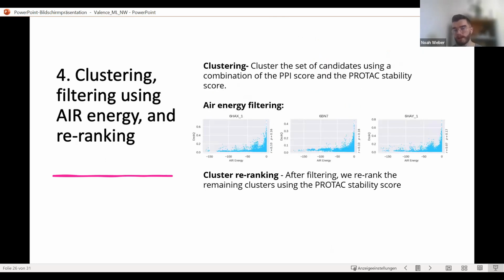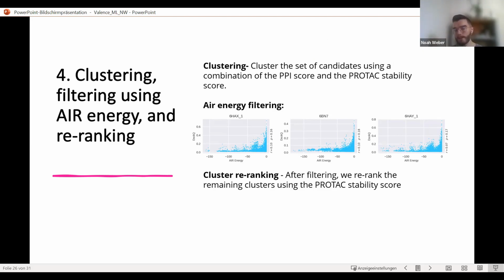And as I said, we want to cluster in step 4 exactly in the space of RRTs, where we hopefully obtain a very diverse set of clusters with a combination of the RRTs, the PPI score and the PROTAC stability score, such that whatever final set of structures we predict, they are not in the same subset of the space, but are pretty different from each other.